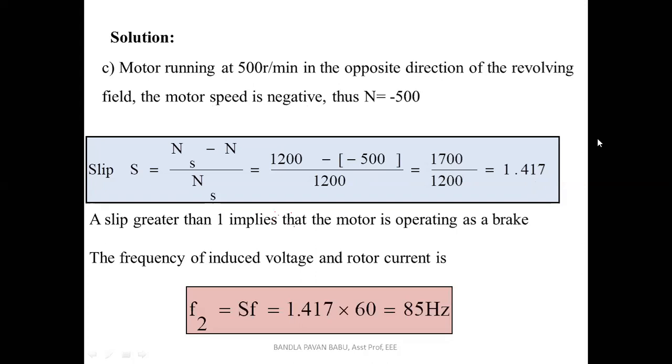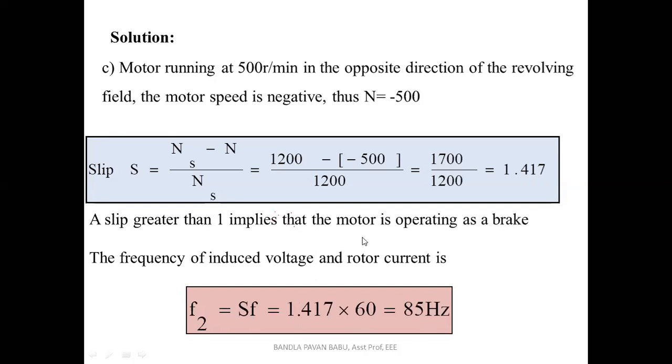Actually we know that slip varies from 0 to 1, and here in the theoretical analysis it is 1.417. This implies that a slip greater than 1 means the motor is operating as a brake. I will explain this point clearly in the torque slip characteristics in the next class, but just make a note that if the slip exceeds 1, the motor is in brake condition. Okay, next, at this slip, what is the rotor frequency? Substituting the slip value, we get 1.417 into 60, which is 85 hertz.